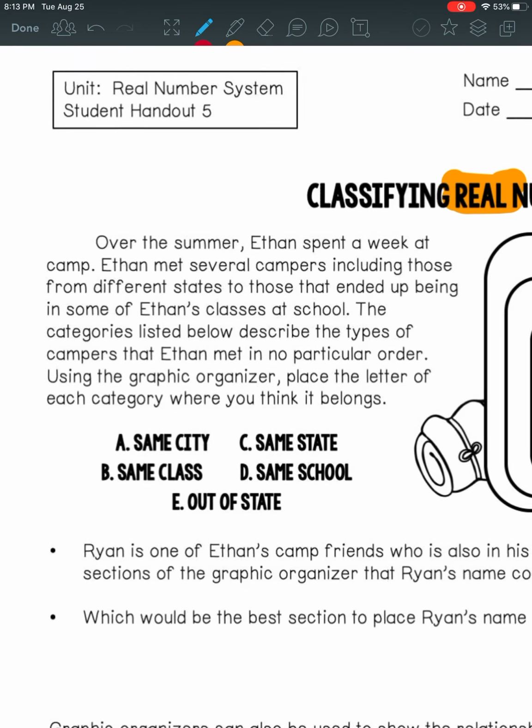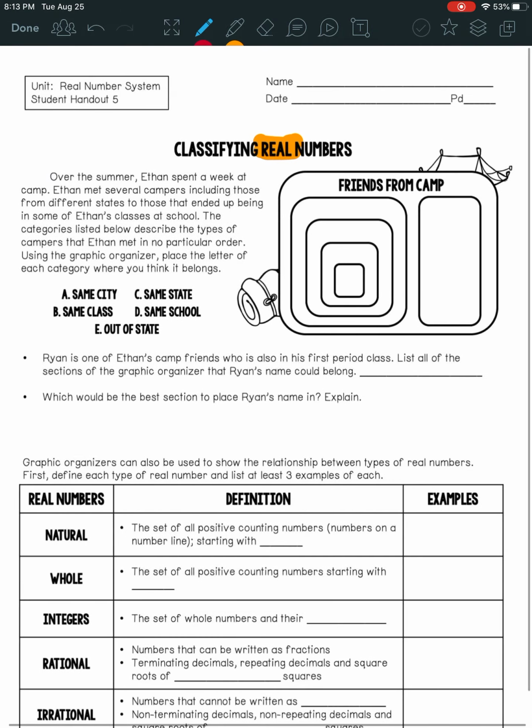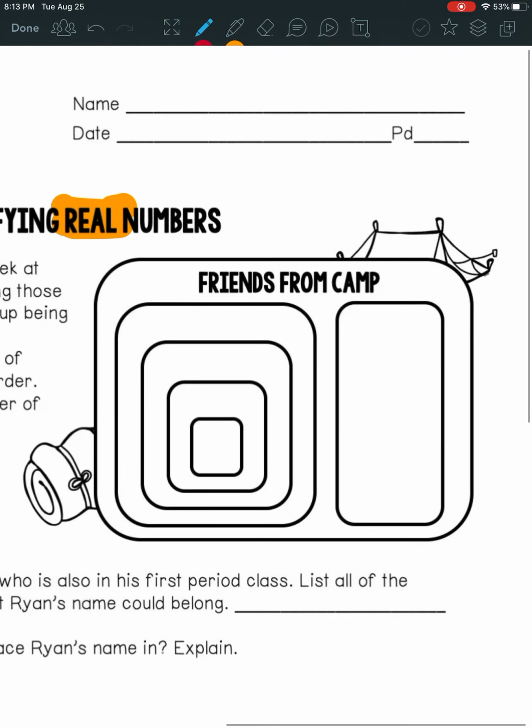So let's first look at this example. Over the summer, Ethan spent a week at camp. Ethan met several campers, including those from different states, to those that ended up being in some of Ethan's classes at school. The categories listed below describe the types of campers that Ethan met in no particular order. We're going to use the graphic organizer to the right and place the letter of each category where we think it belongs.